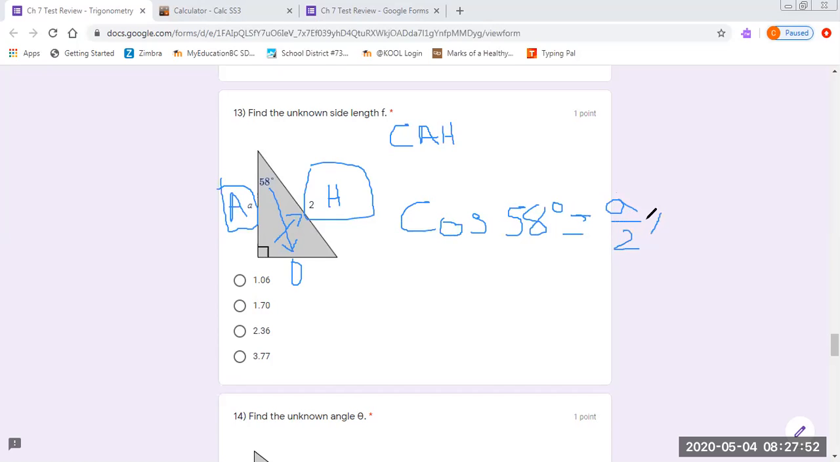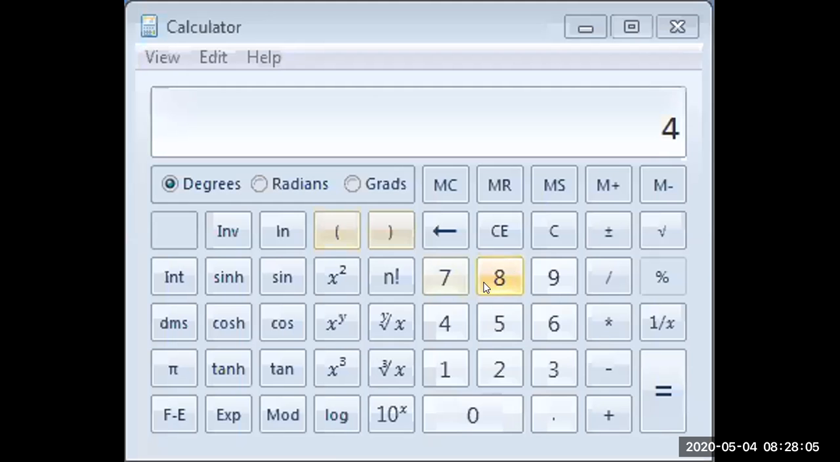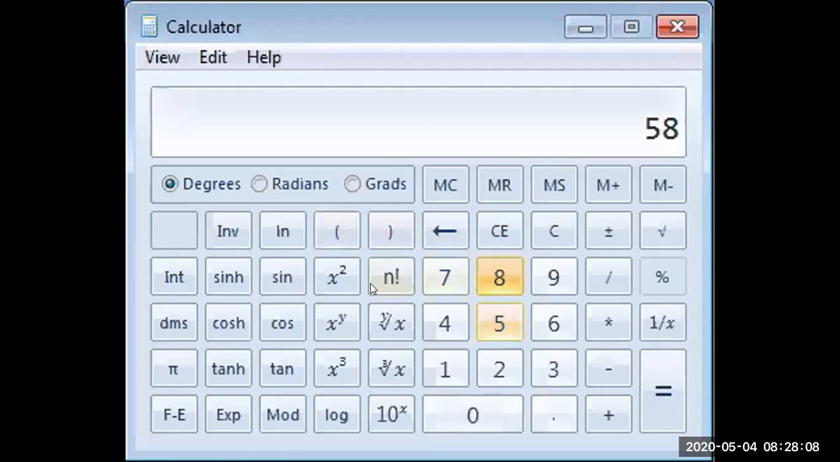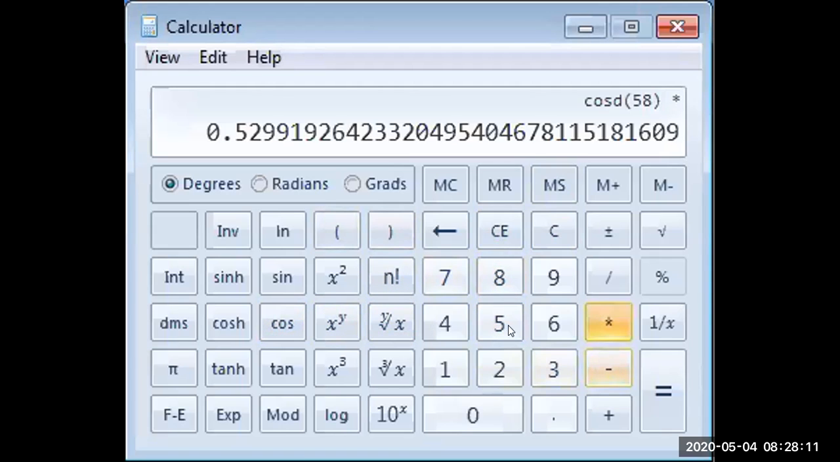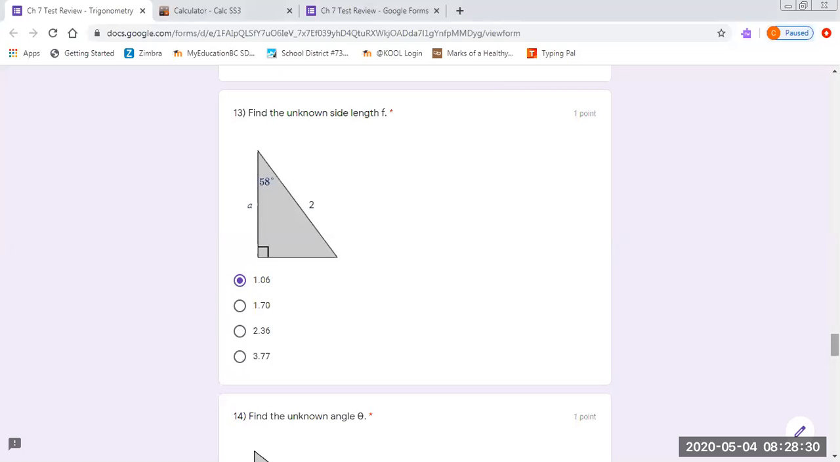Now once again, to get this by itself, all I need to do is multiply both sides by 2. This will cancel out the 2 here, and I'm left with A equal to 2 times cosine of 58. So what I need to do is simply plug in cosine of 58, and then times it by 2. And once again, this number makes sense because it has to be less than the hypotenuse length, that is 2. So rounded to 2 decimals, this is 1.06. And so when I come in here, I want to choose this value, 1.06.